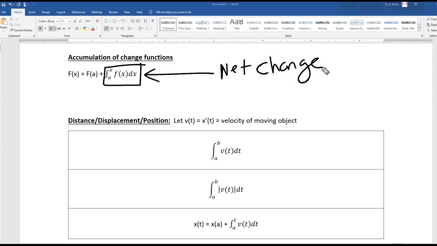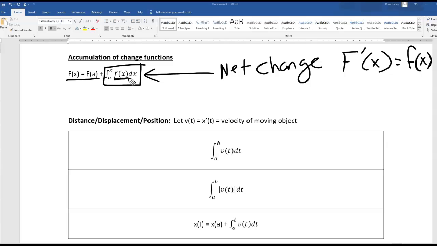Okay, notice these are capital F's, but this is a lowercase f. The derivative of the big F is the little f. So this one in here is the derivative of the big F. So when you integrate the derivative, little f, you get big F, right?